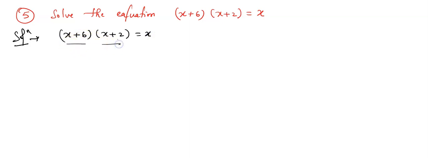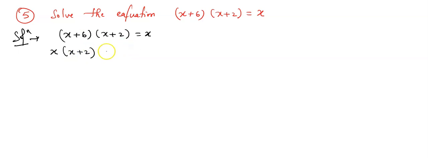This is called a binomial term. How to multiply binomial terms? In x plus 6, first you take x. This x is first term, 6 is second term. First term multiplied by the next two terms. What are the next two terms? That is x plus 2.